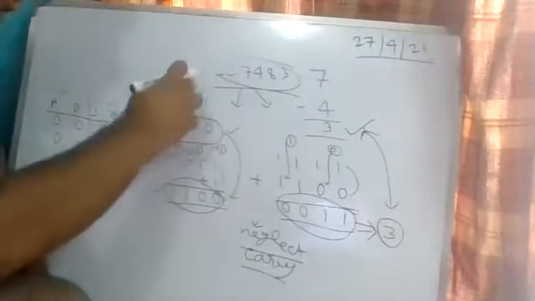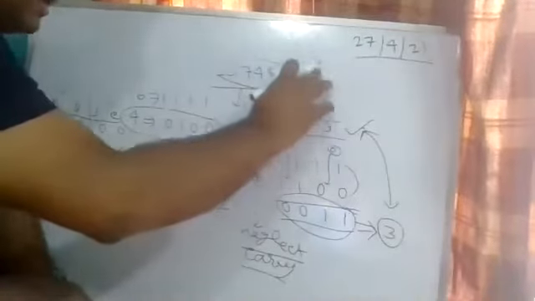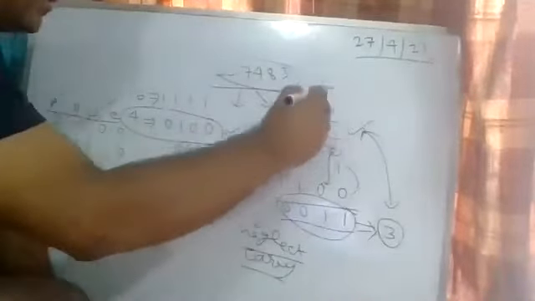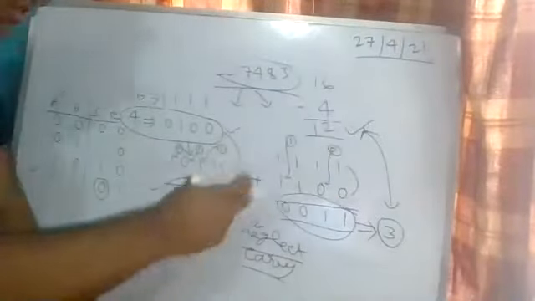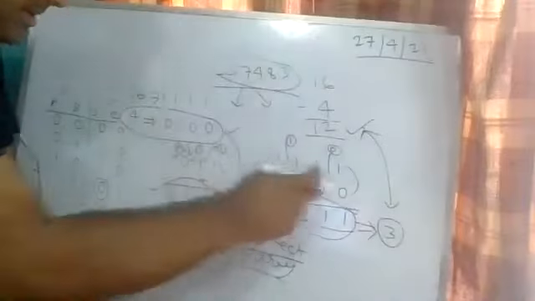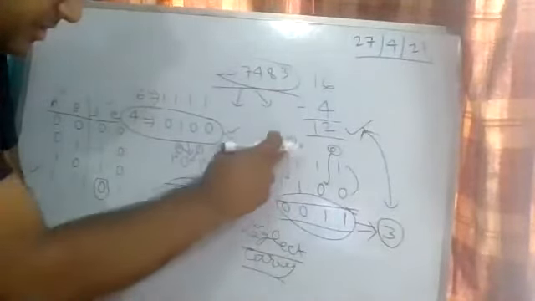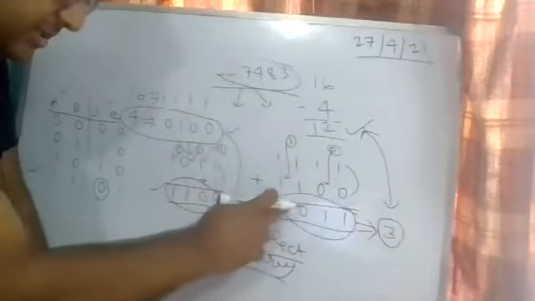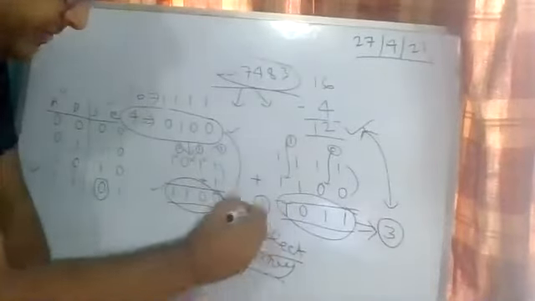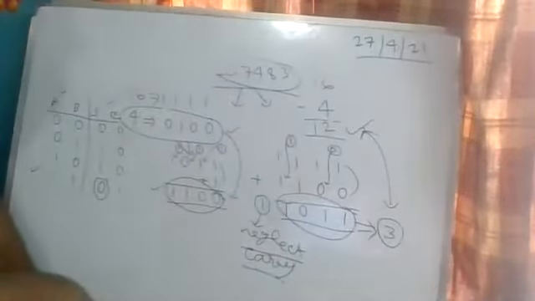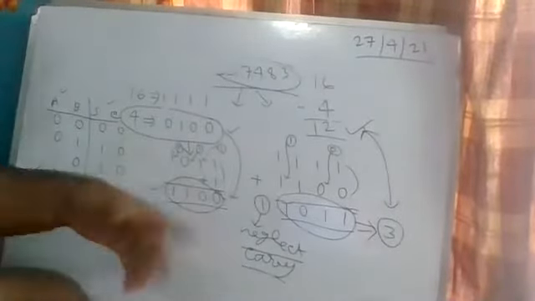That is 16. So 16 minus 4 means 12. We'll check it. 1 plus 1 is 0, carry 1; 1 plus 1 is 0; 0 plus 1 should be 1; and again carry 1, and that carry will be neglected. Sir, whatever the number, we have to neglect the carry. Exactly, that's what I keep saying: whatever the number, the carry should be neglected.